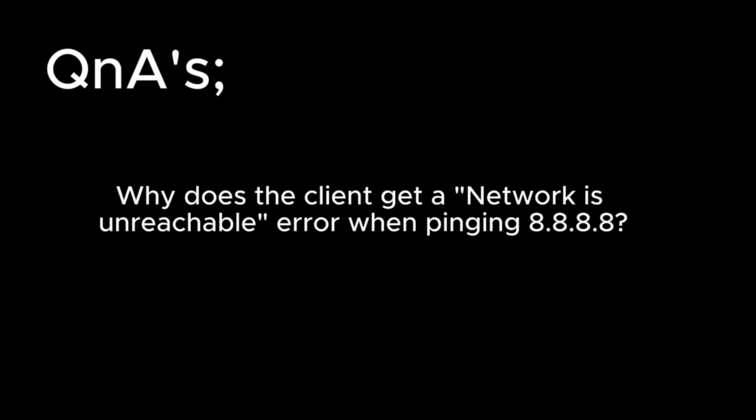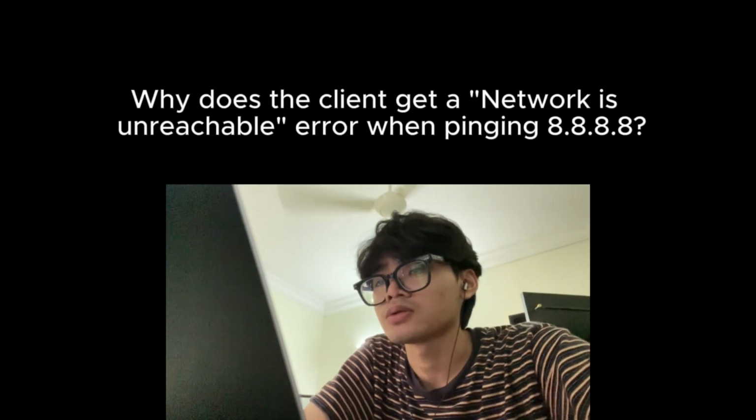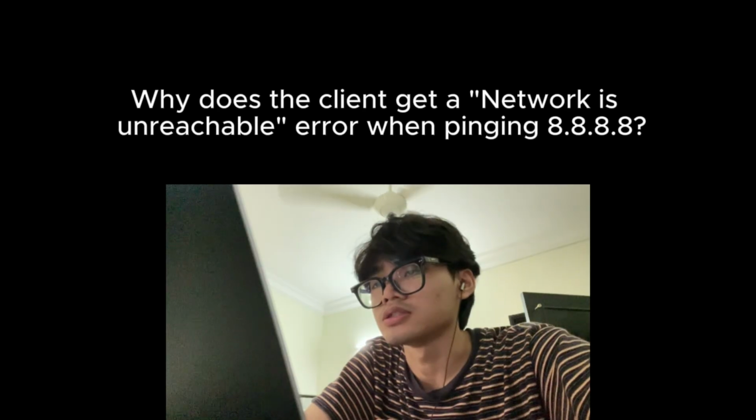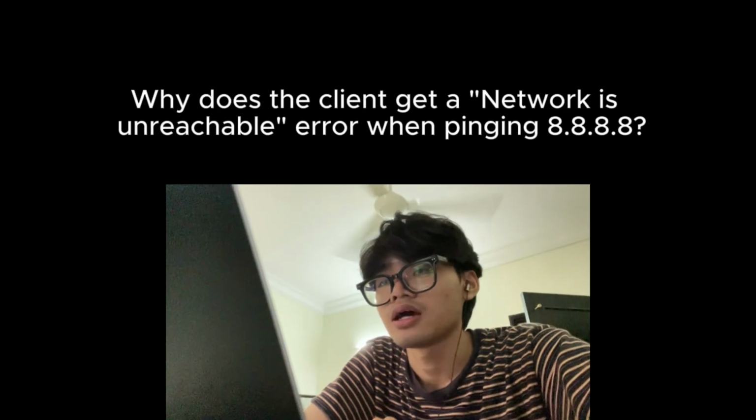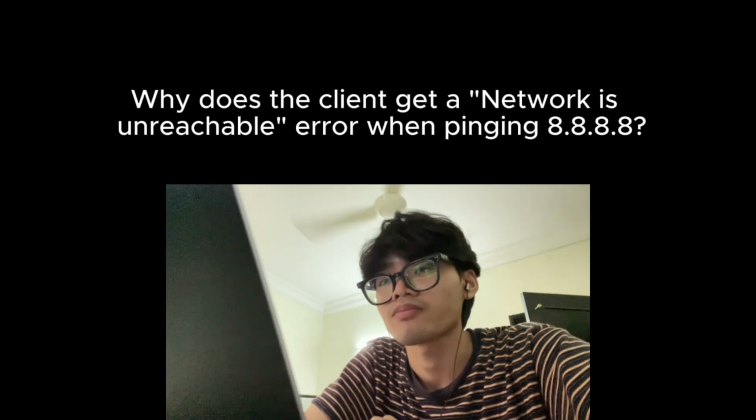Why does the client get a network is unreachable error when pinging 8.8.8.8? It is because the client is isolated, since we set it to an internal network, so it can only communicate internally with the DHCP server, and it lacks a routing path or NAT adapter to access the external public internet.